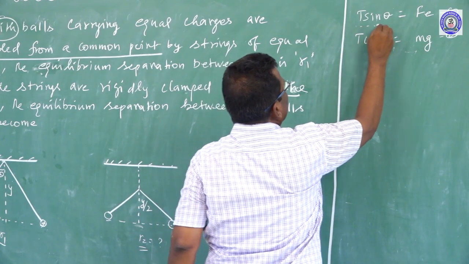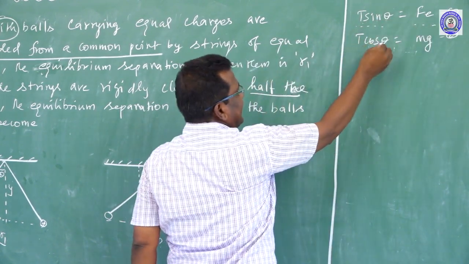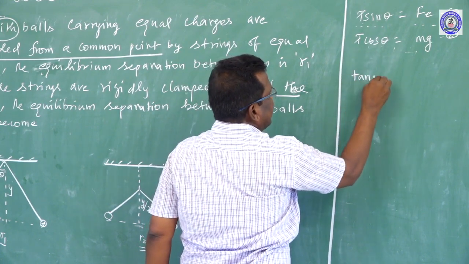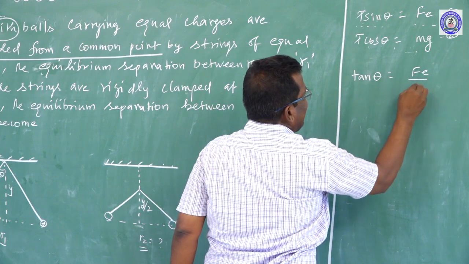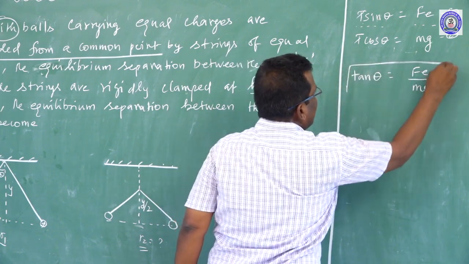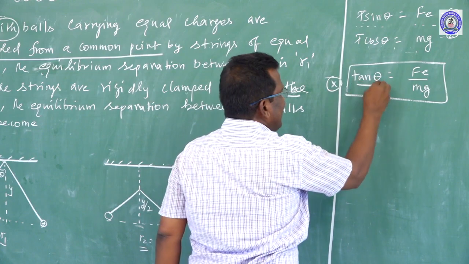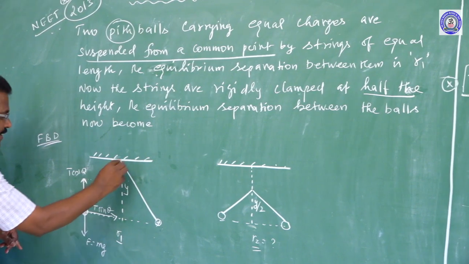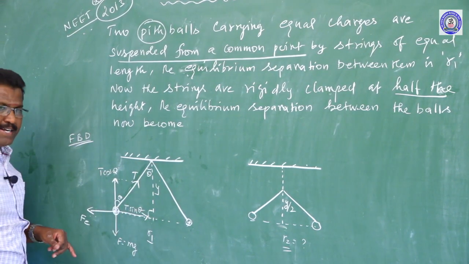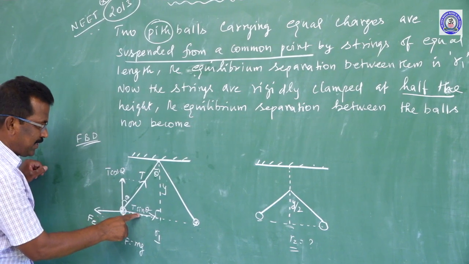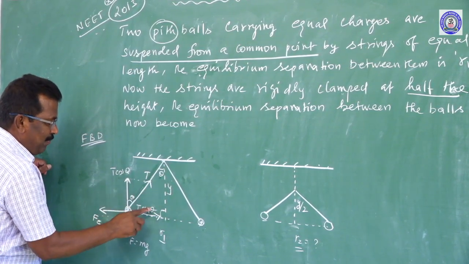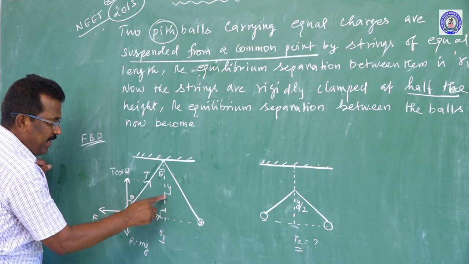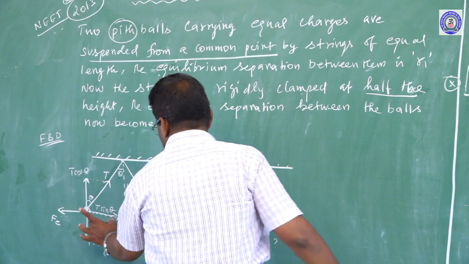Okay. Now divide the two equations. T sin theta by T cos theta, T cancels, sin theta by cos theta, again tan theta. Tan theta is equal to Fe by mg. What is the tan theta? From the figure, this is theta. So it is a right angle triangle. Tan theta is equal to opposite divided by adjacent.